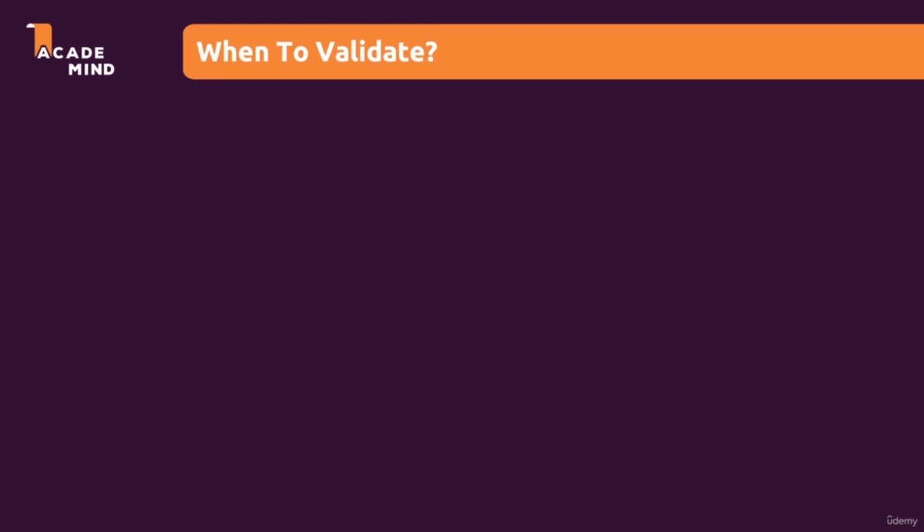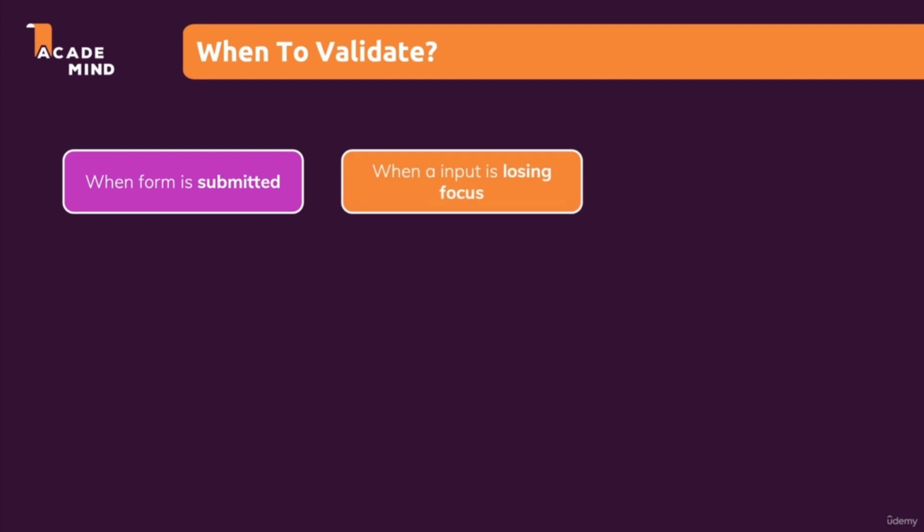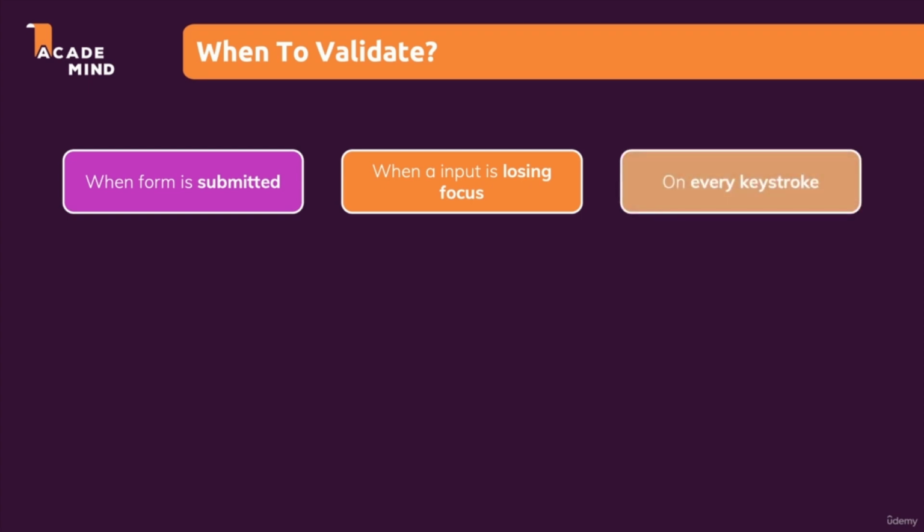When should you check the user input? You can validate the user input when the form is submitted as a whole. You can also check the value entered by a user once an input loses focus, to then check what the user did enter there and find out if it is valid. And you can, of course, also do that on every keystroke or on every change the user makes to an input.